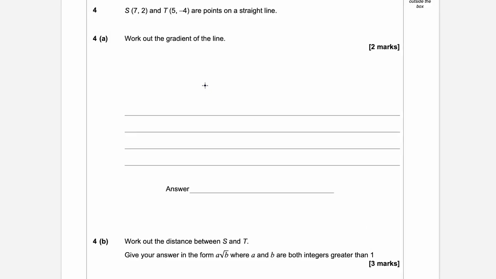Okay, question 4. S and T are points in a straight line. Work out the gradient of the line. Okay, that's pretty easy, guys. We do y2 minus y1, so minus 4 minus 2 over 5 minus minus 7. 5 minus, just 5 minus 7, which equals negative 6 over negative 2, which is 3. Gradient is 3.